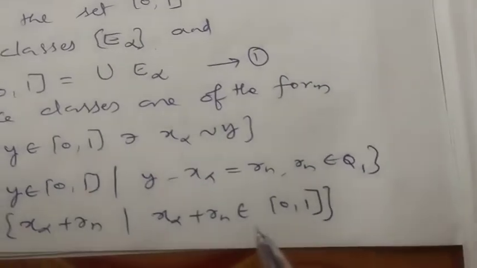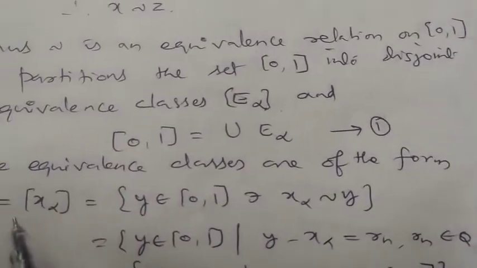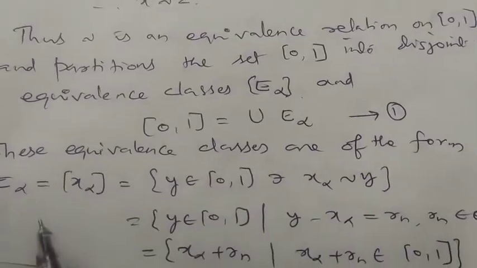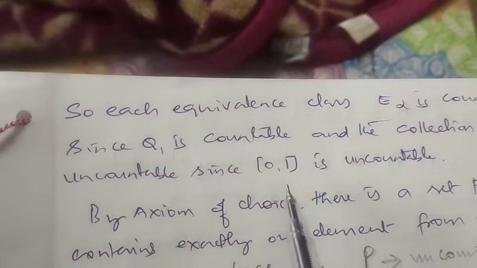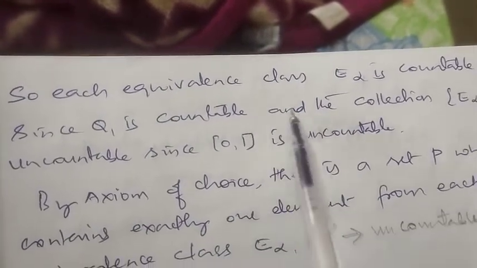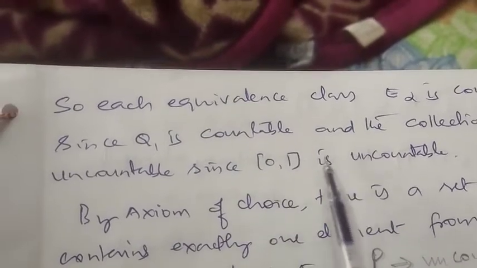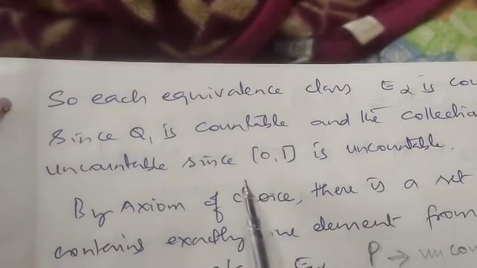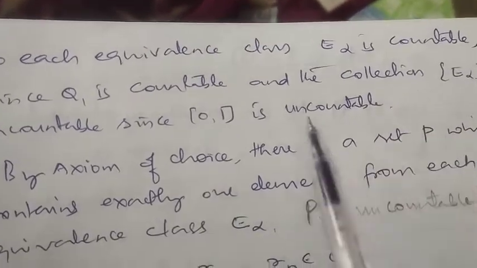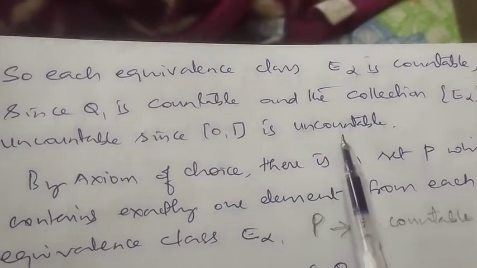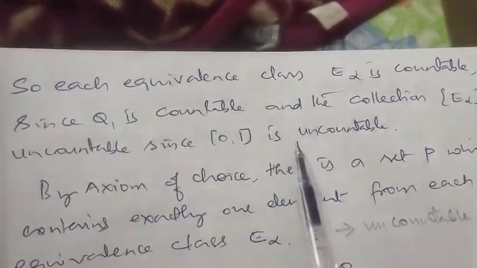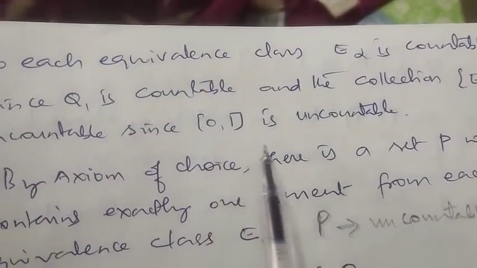Now therefore each E alpha is countable, because Q1 is countable. But the collection E alpha is uncountable, since [0, 1] is uncountable.